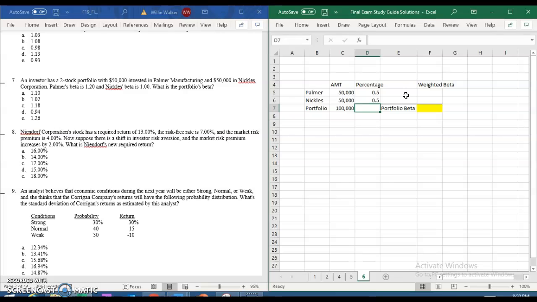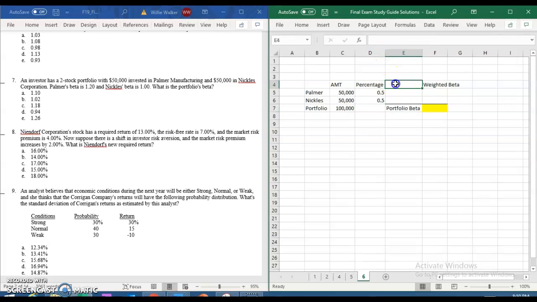So now what we want to do is enter our beta. So we're given two betas, unweighted. Palmer is at 1.2 and Nichols is at 1. All right. So now in order to get the weighted beta, we simply multiply the percentage of the investment times the beta that we're given.